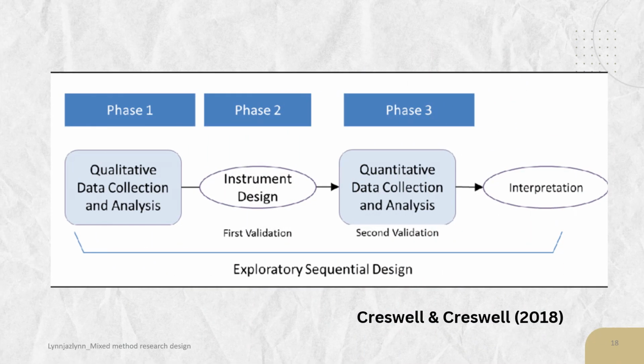This figure shows how sequential exploratory study design was conducted. Here we have two validations of data. First, after qualitative data collection and analysis, they design an instrument, and then follow with quantitative data collection and analysis. At that time, they did a second validation. Last, they interpret the data.